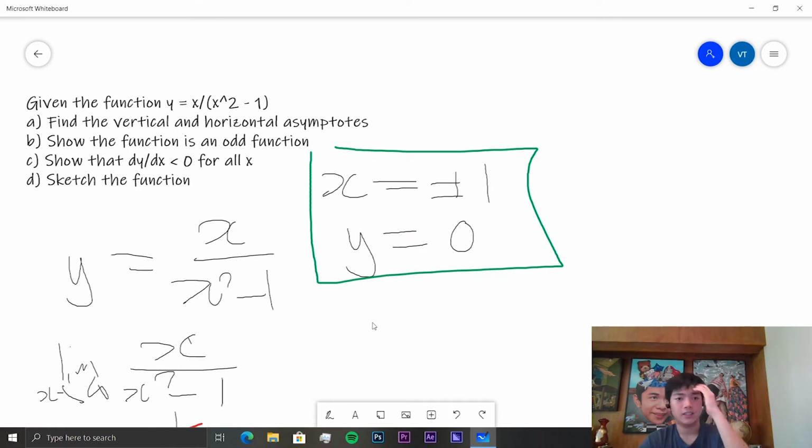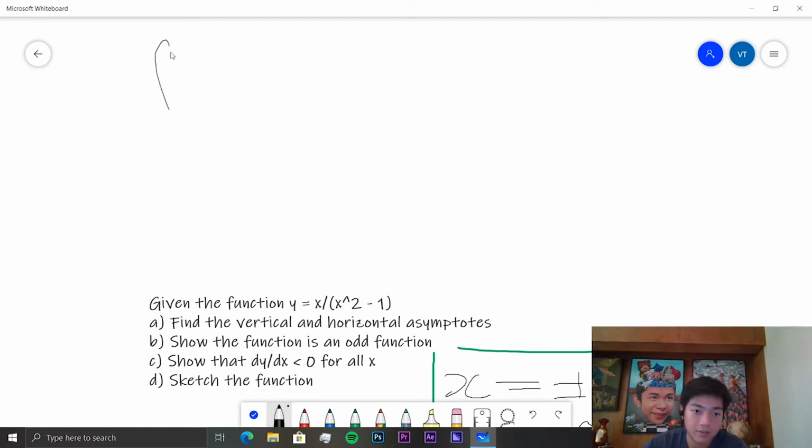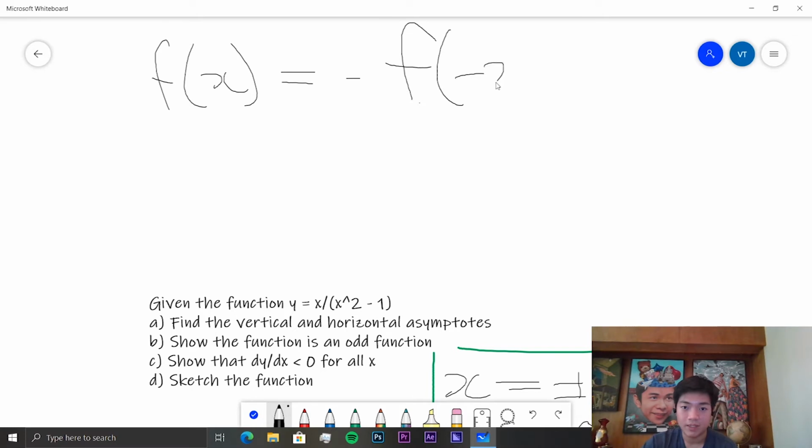Next, show the function is an odd function. This means if we rotate it 180 degrees around the origin, we should get the same results. It also means that for any value of x, if we put this in function notation, negative f of x should be equal to f of minus x. Let's test if this is true.